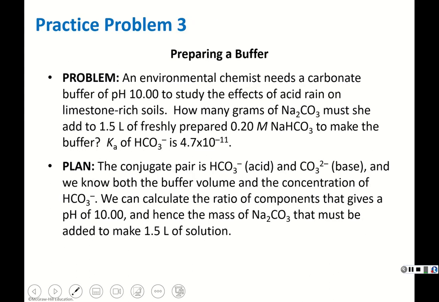So let's try a practice question making a buffer. If an environmental chemist wants to have a carbonate buffer at pH 10 to study the effects of acid rain on limestone-rich soils, how many grams of sodium carbonate must she add to 1.5 liters of freshly prepared 0.2 molar sodium bicarbonate to make the buffer? The Ka of our bicarbonate is 4.7 times 10 to the negative 11. In this pair, HCO3 minus is our acid, and CO3 2 minus is our base.